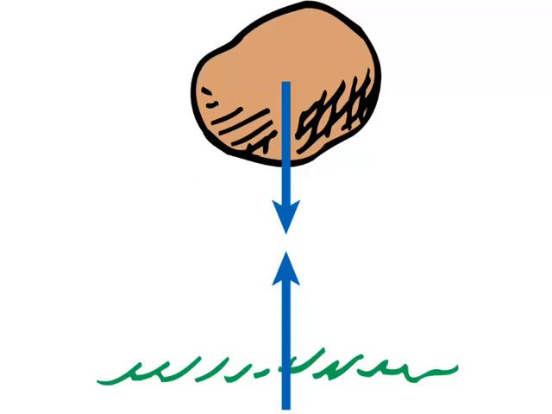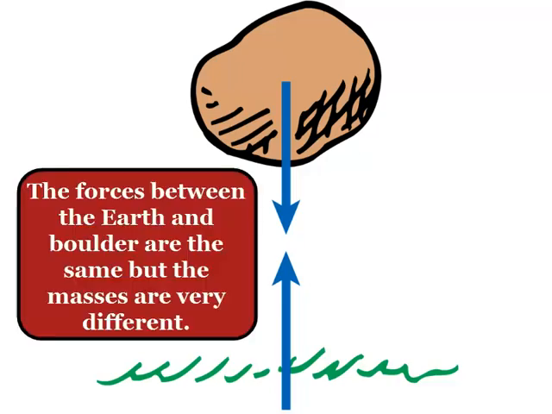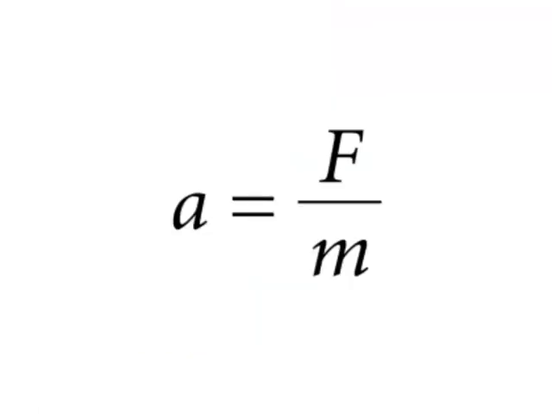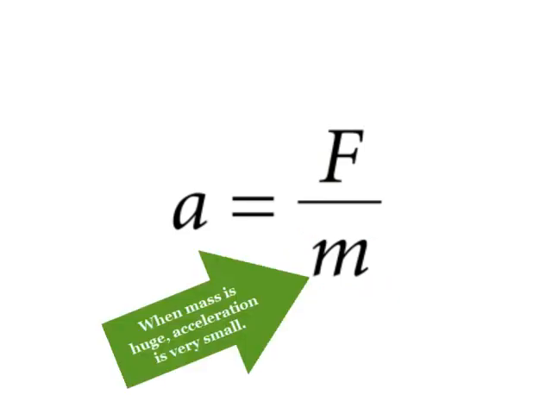The boulder falls to Earth and Earth falls to the boulder, but the distance Earth falls is much less. Although the pair of forces between the boulder and the Earth are the same, the masses aren't even close. According to Newton's second law, acceleration is not only proportional to the net force, but it's also inversely proportional to the mass. Because Earth has a huge mass, we don't sense its infinitesimally small acceleration.